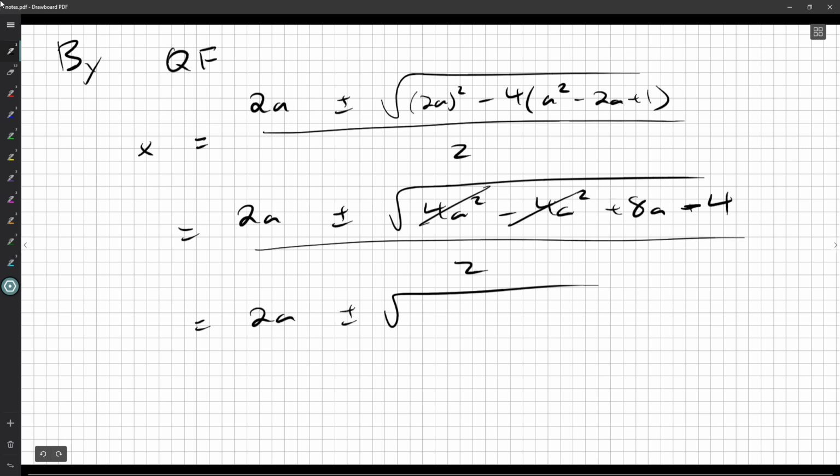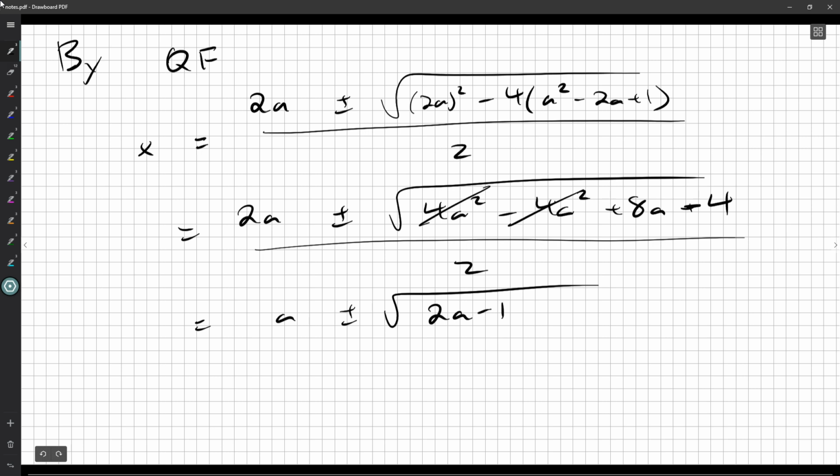So this should be 8a minus 4. I'm going to take out a factor of 4. So I can write it here, and then it can come outside the square root sign at the cost of square rooting. And then all that's over 2, but if I just divide by 2, we get our answer here.